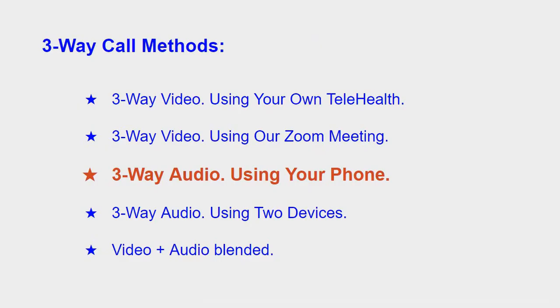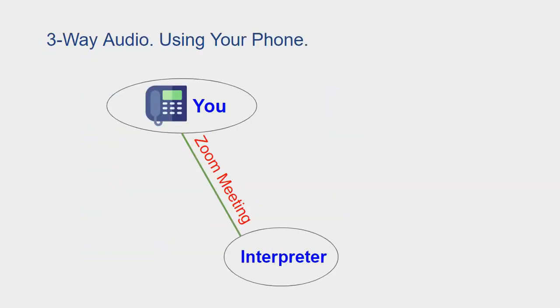Method number 3, three-way call, using a phone. First, select Over Phone Interpreting when you use our interpreter service, and you call in to the interpreter's Zoom meeting using a phone. For more details, please watch the video on how to use the Over Phone Interpreting service. Once connected, you can dial out a three-way call to your LEP client.